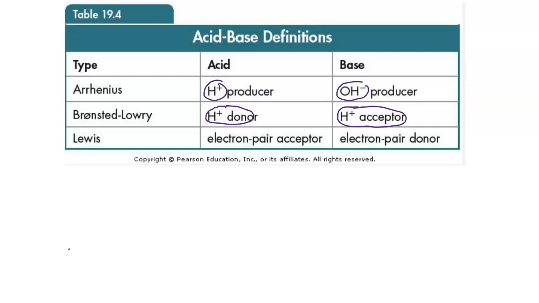A Lewis acid doesn't have to have hydrogen in it. A Lewis acid is a compound that is able to accept an electron pair. It has to have some open spot in it where there's room for 2 electrons to go into that spot. A Lewis base is a compound that is an electron pair donor. It has to have some unshared pair of electrons on one side of it that is able to squeeze in close to something else so that those 2 electrons are being donated or shared to that other substance.